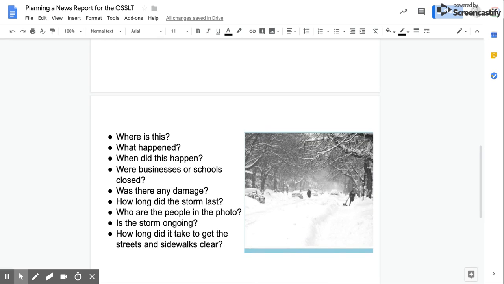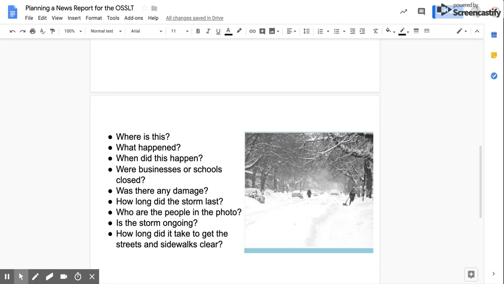So where is this? What happened? When did this happen? Were businesses or schools closed? Was there any damage? How long did the storm last? Who are those people in the photo? Is the storm ongoing? And how long did it take to get the streets and the sidewalk clear?